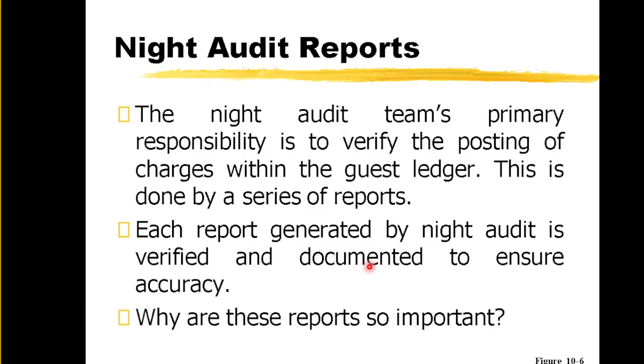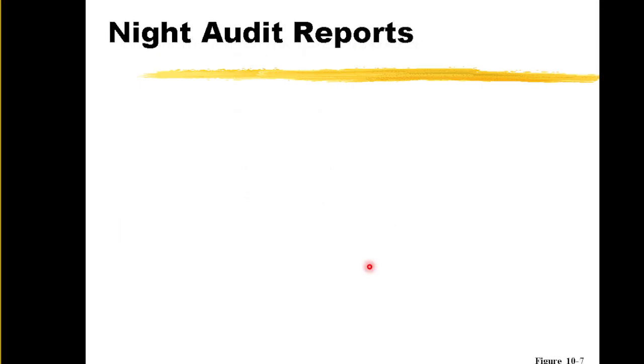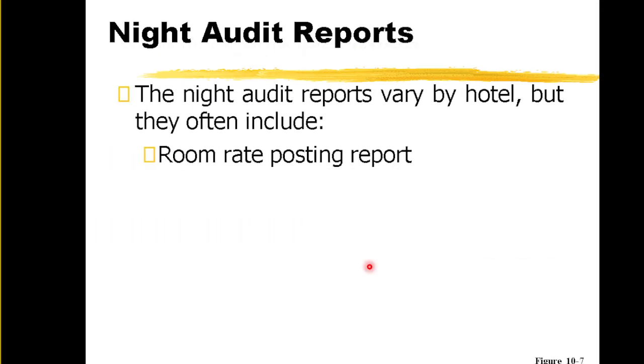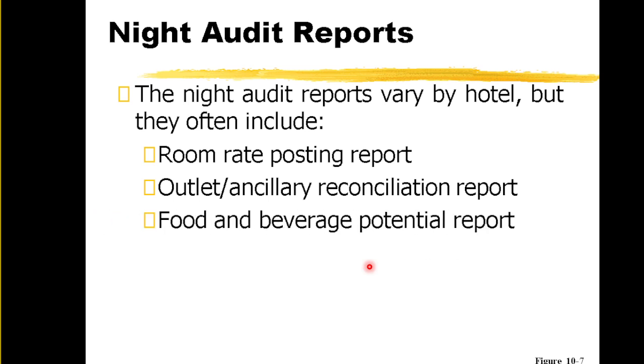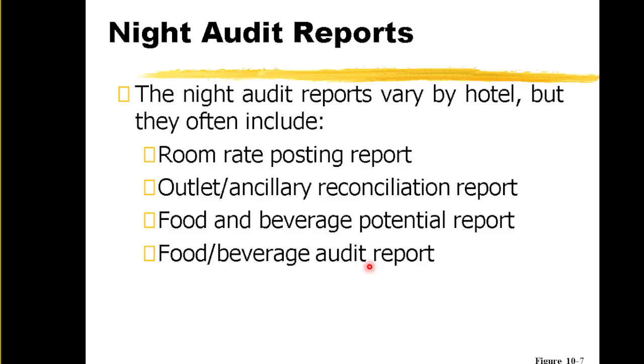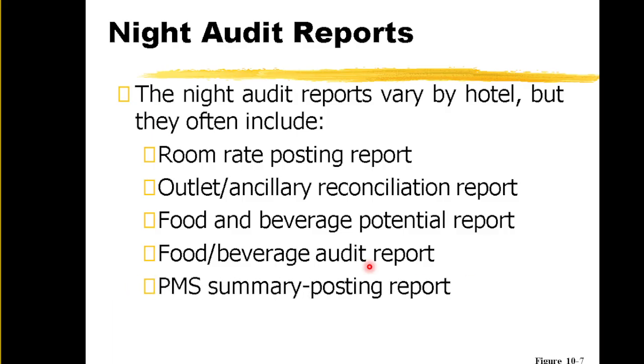Okay, and why is this important? So here are the following. It is important because we must have the room rate posting report, then the outlet or secondary reconciliation report. They must be consistent and all must be in terms. Food and beverage potential report, we have the food and beverage audit report, and we have the PMS summary posting report. PMS means the property management system.